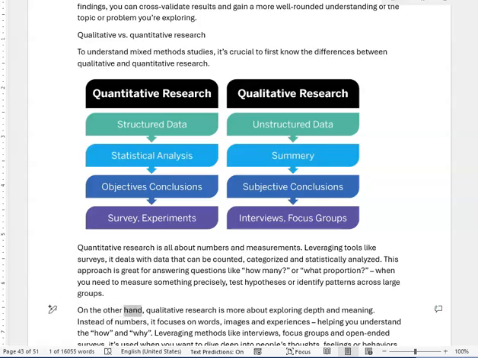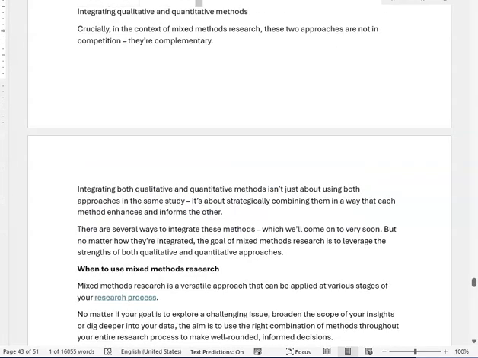On the other hand, qualitative research is more about exploring depth and meaning. Instead of numbers, it focuses on words, images, and experiences, helping you understand the how and why. Leveraging methods like interviews, focus groups, and open-ended surveys, it's used when you want to dive deep into people's thoughts, feelings, or behaviors.